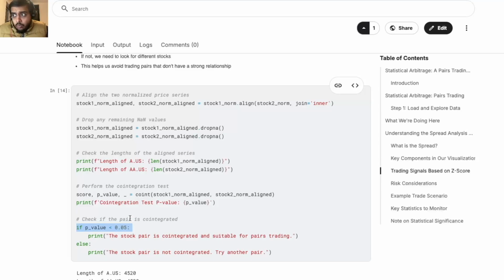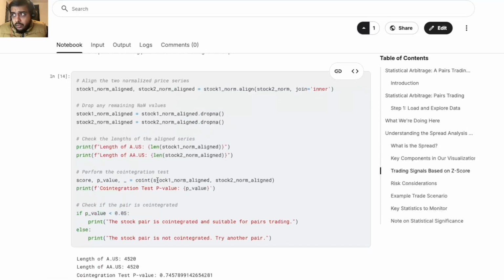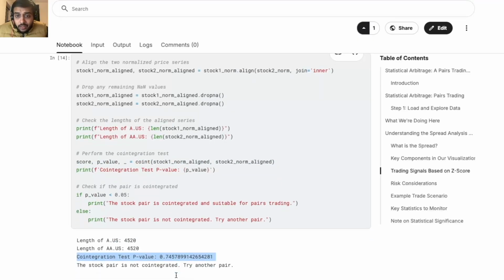What we get by running this code is a p-value of 0.74, which means the stocks that we selected are not co-integrated, and so we cannot do pair trading. They are independent, and they don't obey mean reversion or the other tests that we discussed in the earlier step. And so it's pretty easy to implement a co-integration test using statsmodels.